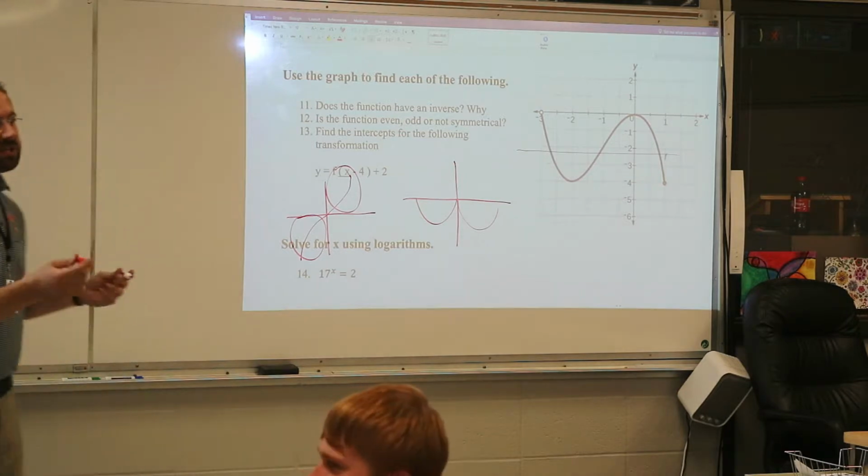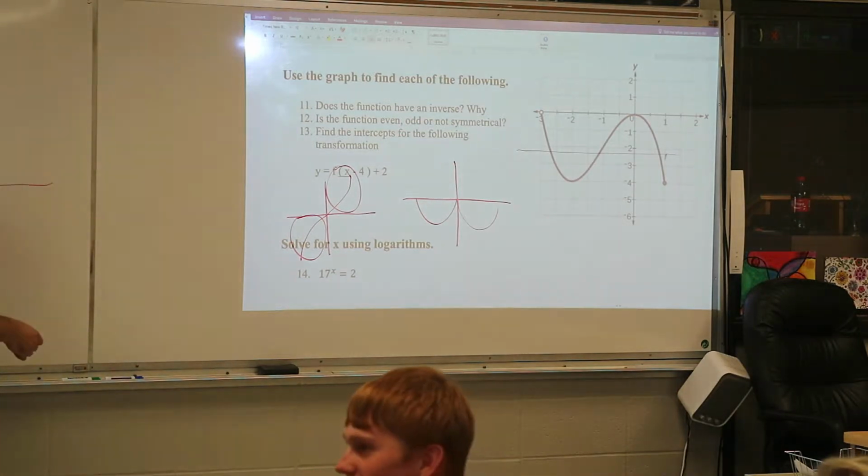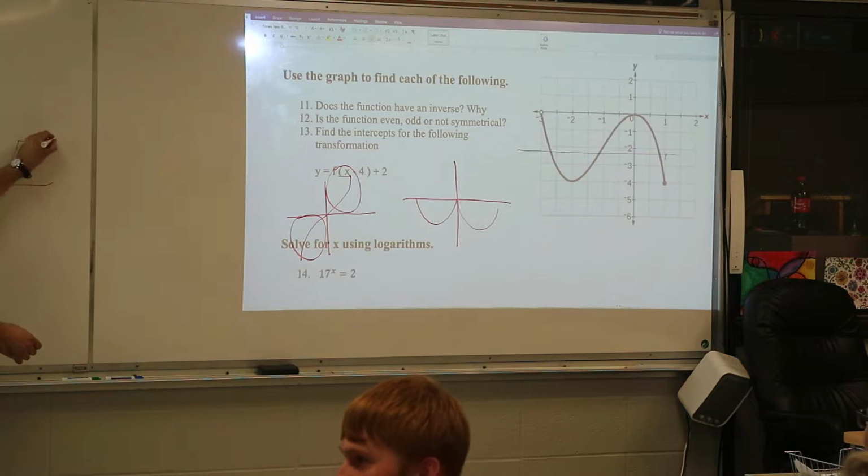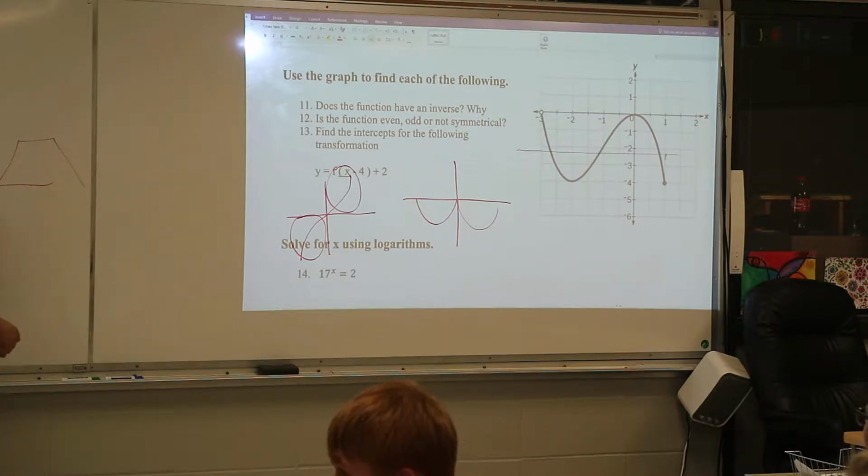Okay, so if you want to see another odd other than that one, I always use that as default. Here's another odd. Whoa. That's odd. It's got just opposite things happening, but it's going through the origin. That's how I know.